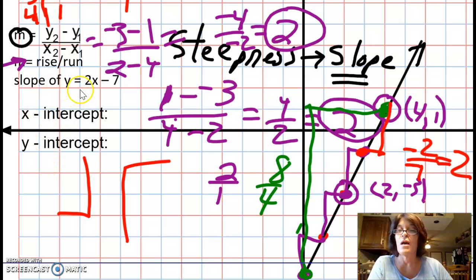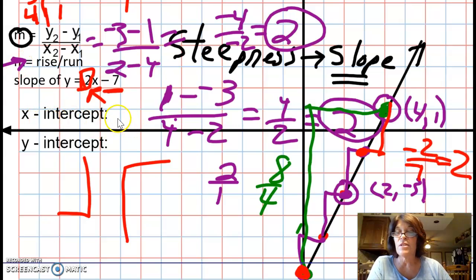The slope of this line is 2. I also want you to notice that in the equation, there was a 2 in front of the x. That's very important. That's because I'm in a special form, slope-intercept form, which already tells me the slope of my line is going to be 2 just by looking at the equation. I also would know that it's going to cross the y-axis at -7, because this is in the slope-intercept form.